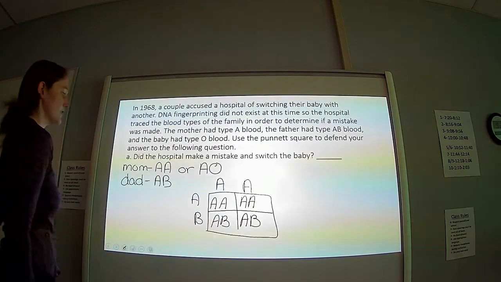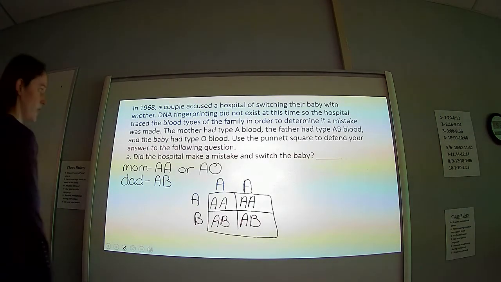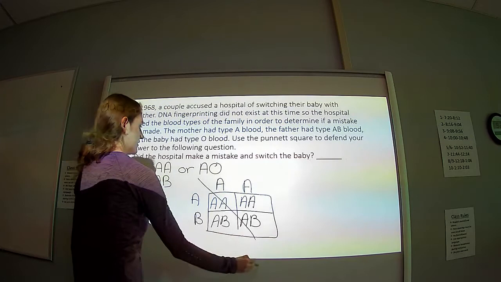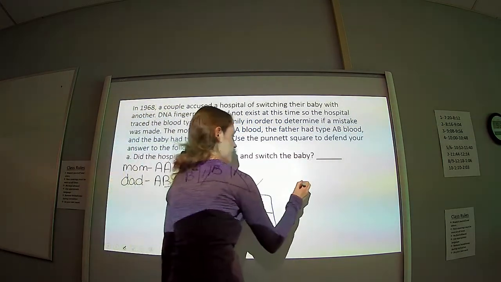Obviously, you can see that there is no room for O in there. So that square would show she couldn't have been that. Not going to work.